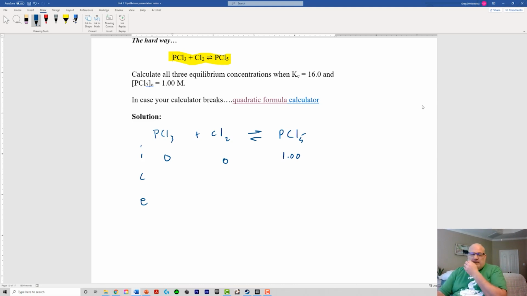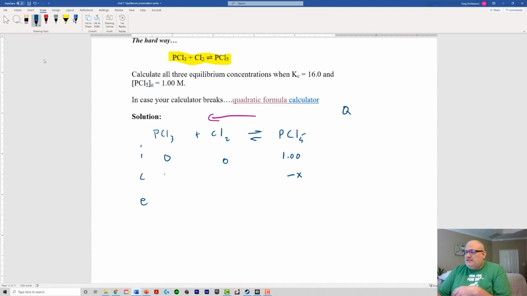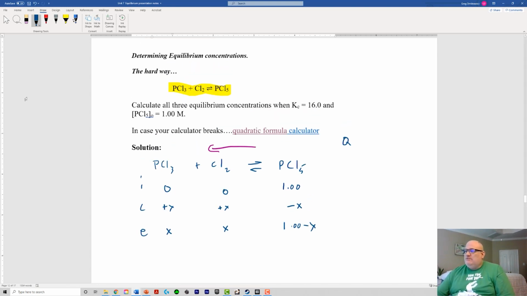Now, we always need to figure out which direction the reaction is going to shift, and we would normally have to solve for our Q. But in this case, there is nothing on the right-hand side, so the only possible way we can go is toward the products. That means we're going to lose x here, and we're going to gain x here and here. And at the end, in our equilibrium, we're going to end up with x here and here, and 1.00 minus x here.